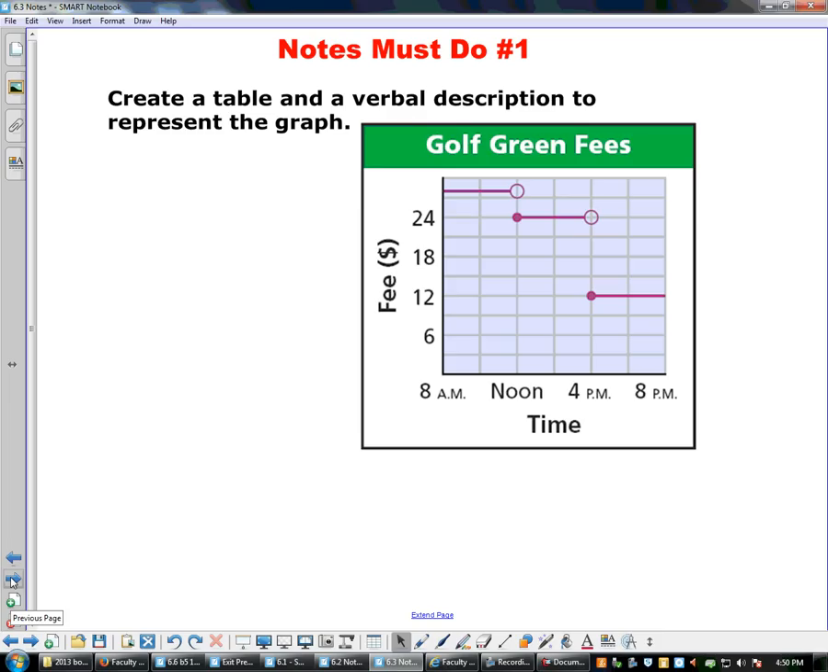All right, so your first notes must do, you are going to create a table and a verbal description to represent this graph. This is regarding the green fees at a golf course. So just so you notice, you're going to make your own table of values. That would be the time here and the fee that you have to pay here, and you're also going to have a verbal description that you're going to write. All right, and you should probably notice that this is going up by 3, so this is probably 24, 27. I think that's right about 28, if that helps you get your table and your verbal description.